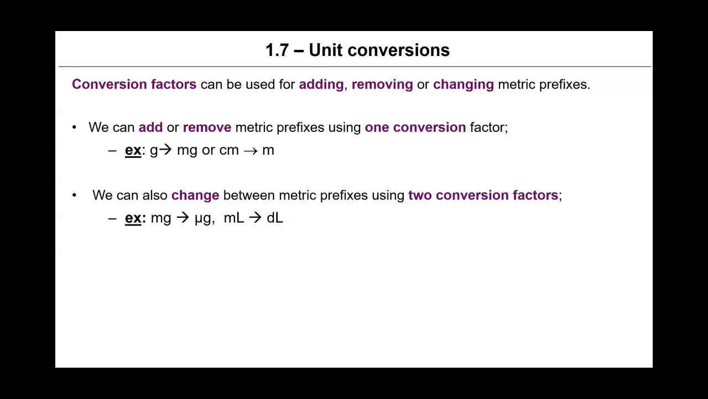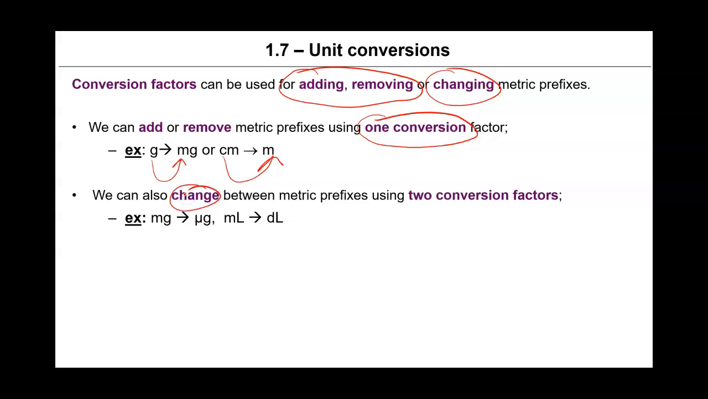A couple of common ways of using conversion factors within the metric system of numbers is to either add or remove a metric prefix, or change a metric prefix from one type of prefix to another. Adding or removing a metric prefix can be achieved using one conversion factor. For example, I might want to add in the prefix milli, or I might want to remove the prefix centi.